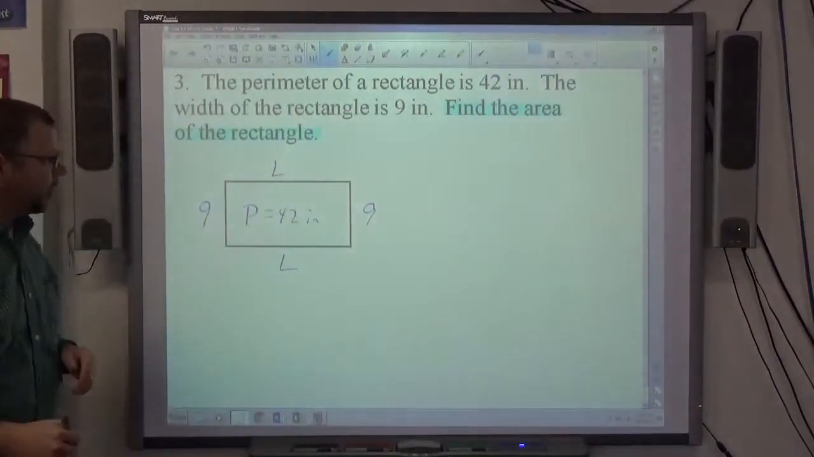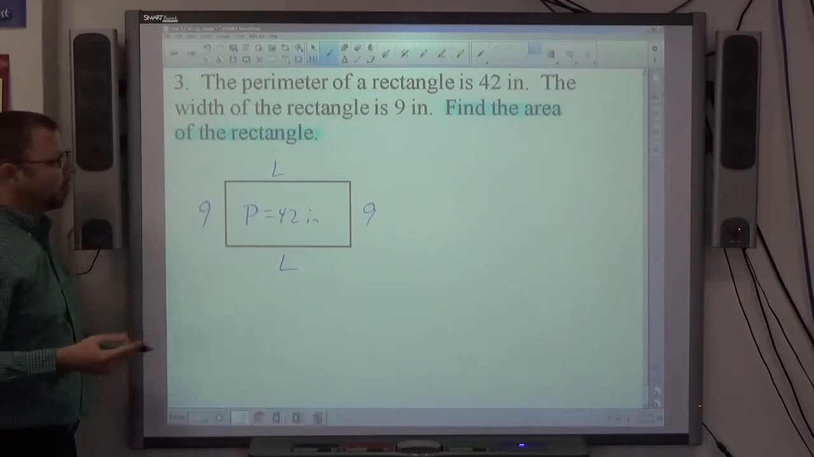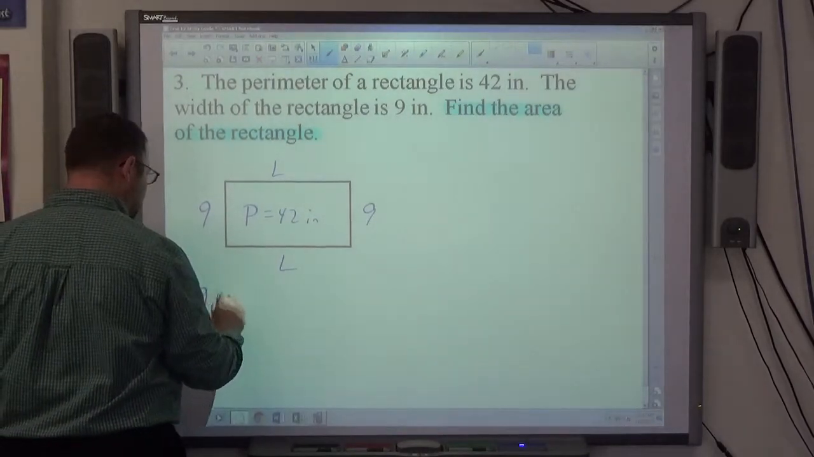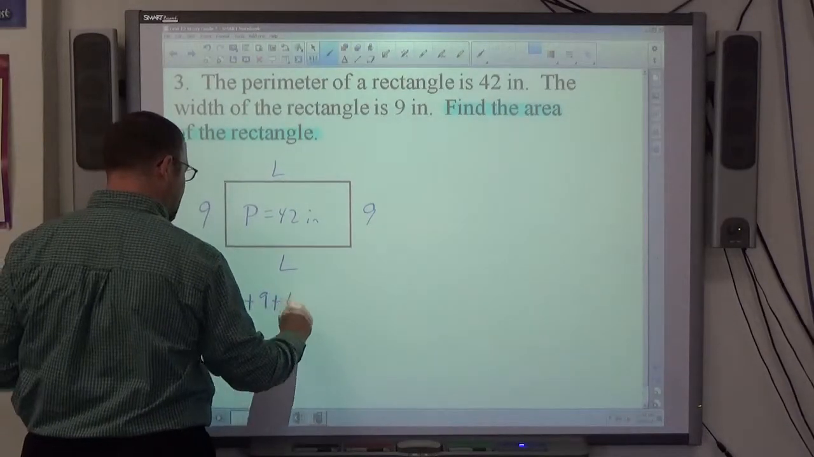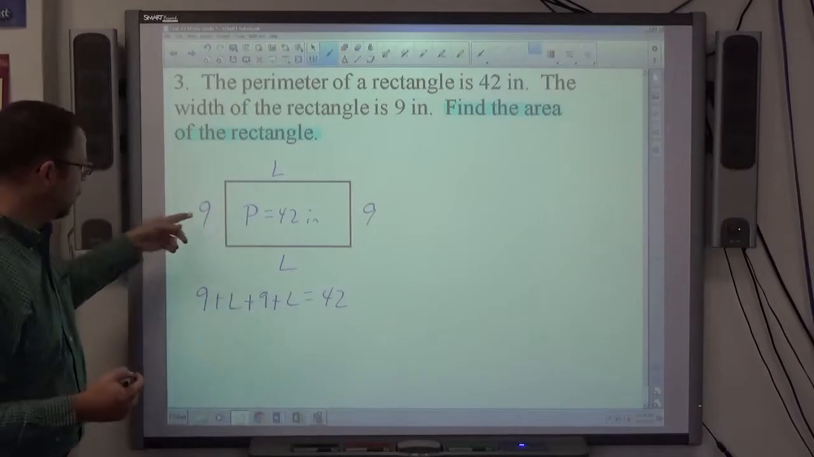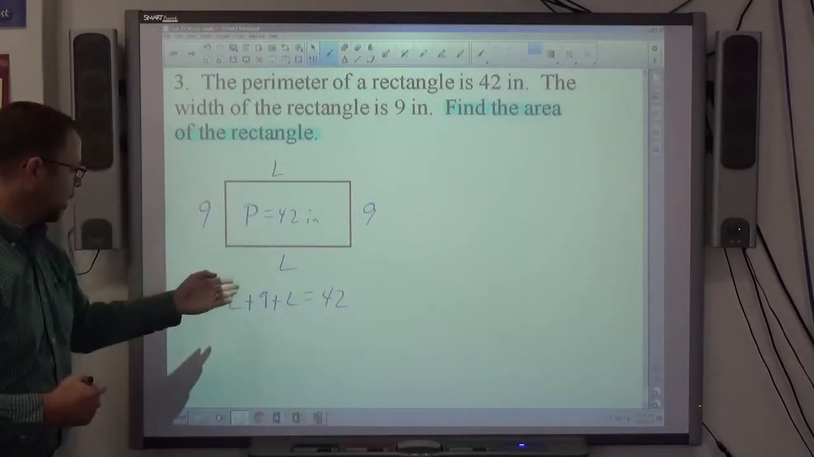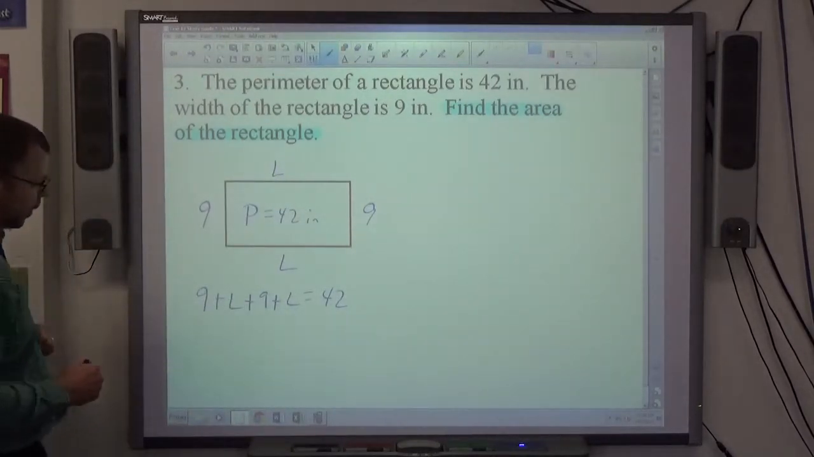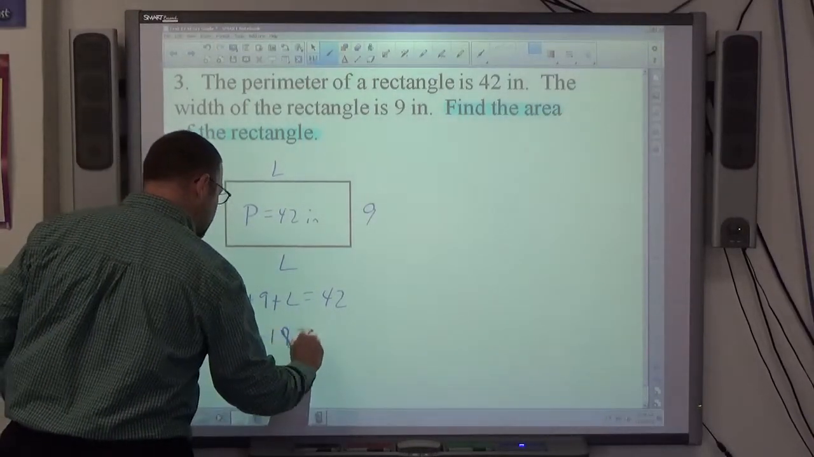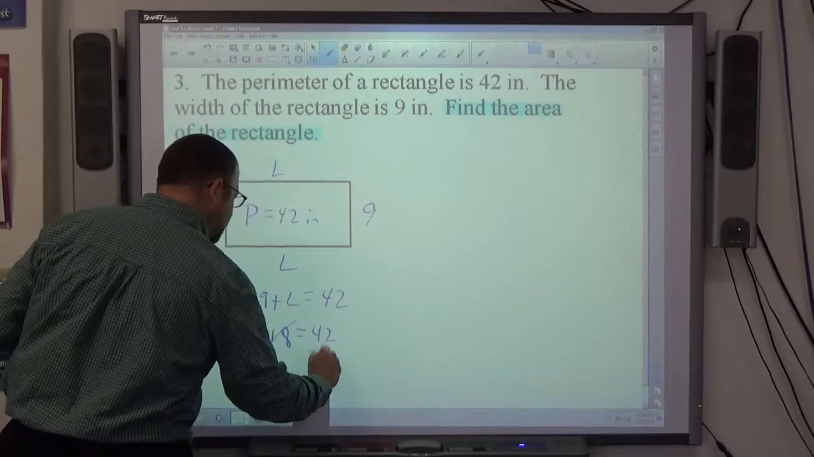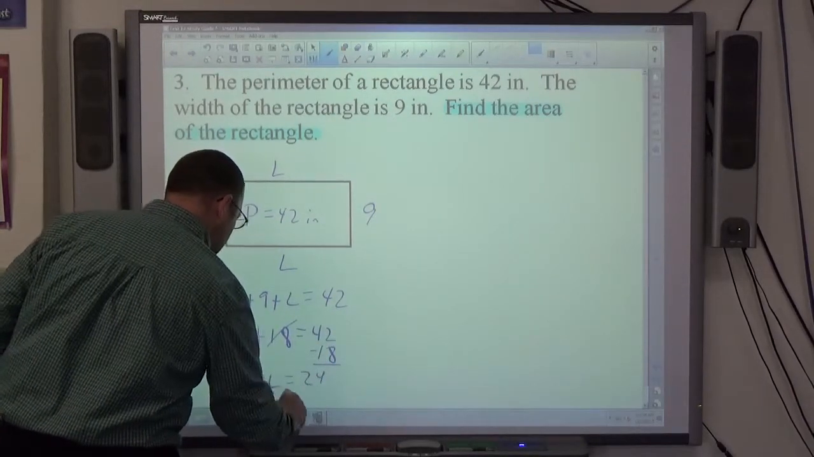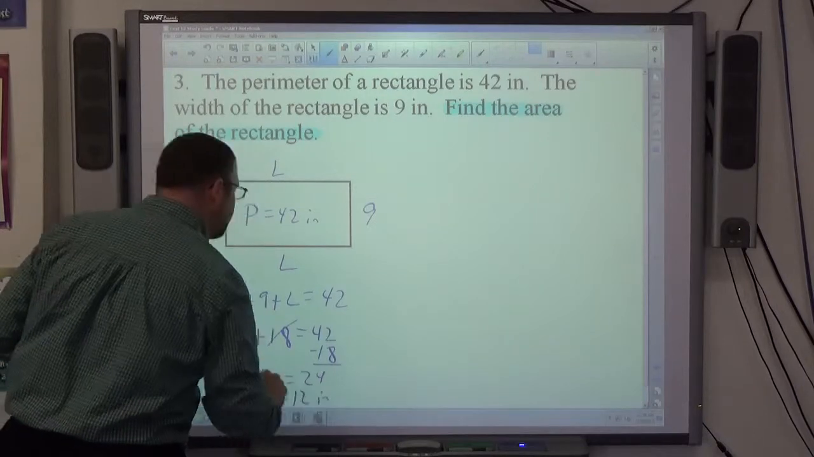Area is length times width. I can't answer that question without knowing what the length is. So job 1 is to find the length. So I know that 9 plus L plus 9 plus L should equal the perimeter. Again, I just drew the rectangle. I know these two sides. I don't know those two sides. I'm just going to let algebra work for me here. If I combine like terms, 2L plus 18 equals 42. Move the 18 over, I get 2L equals 24, which means L, of course, would be 12 inches.